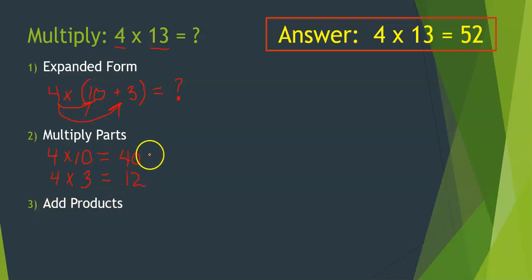Then my third step is to add the products. My products are the answers that I got in step 2. So I'll say 40 plus 12 equals 52. So my answer to this problem, as is already shown, is 52.